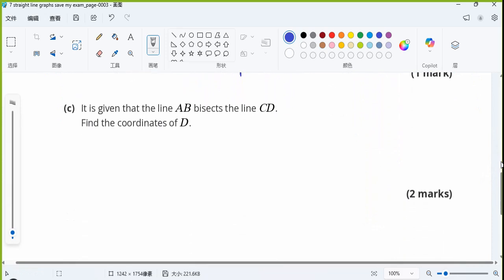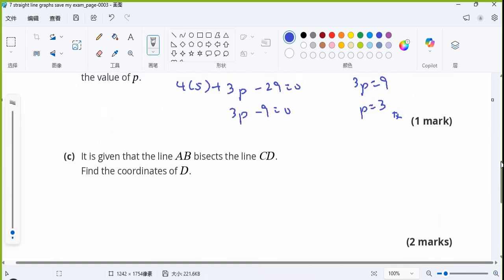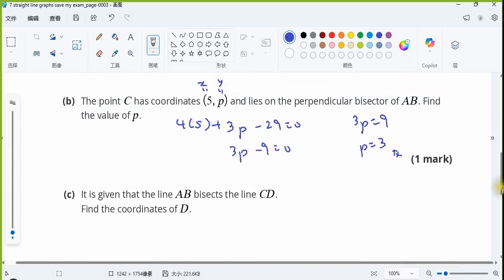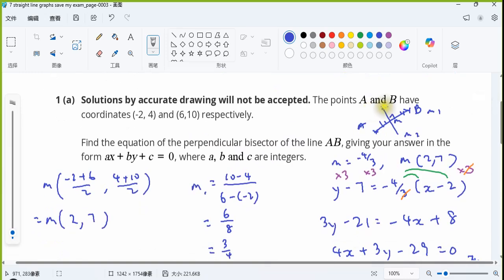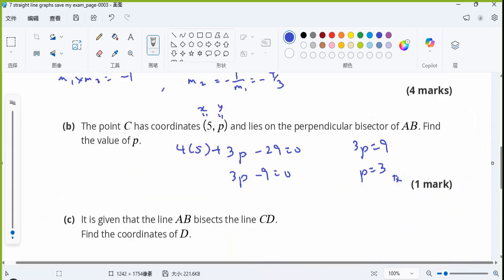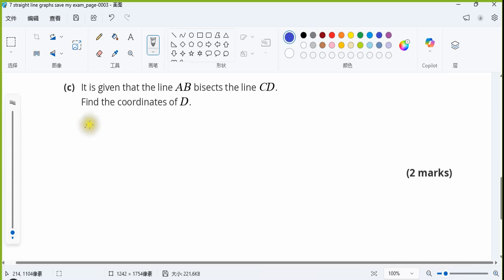Next, AB bisects the line CD. Find the coordinates of D. Okay, bisect the CD. So you imagine that we have AB here, and it bisects the CD, then the midpoint of AB is the midpoint of CD. So they bisect each other. So M is the midpoint of CD.